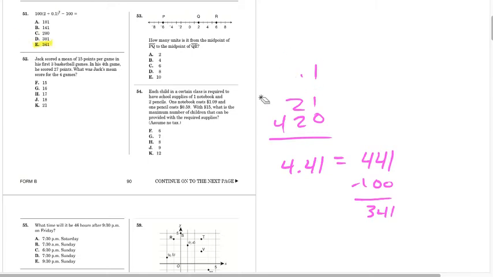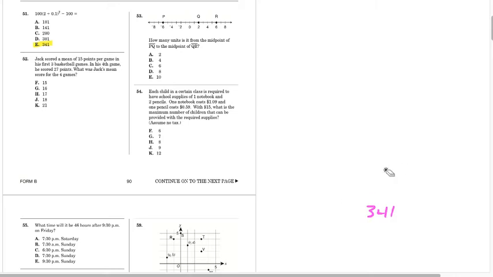The new test, if you're watching this after 2017, only has four choices. You'll see that this has five. So the new test is a little bit easier. These old tests are a bit of a challenge.